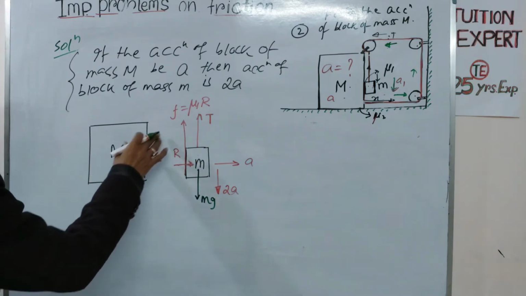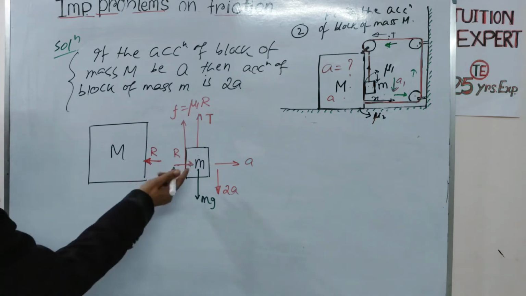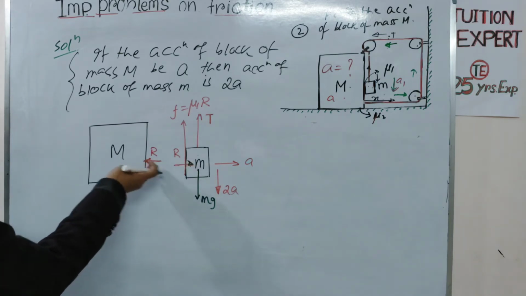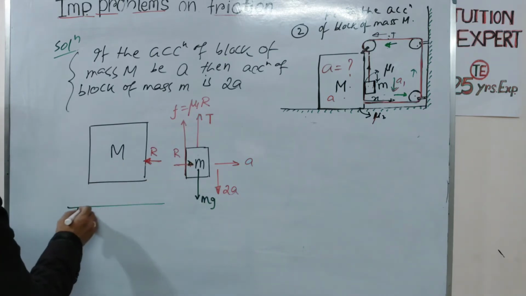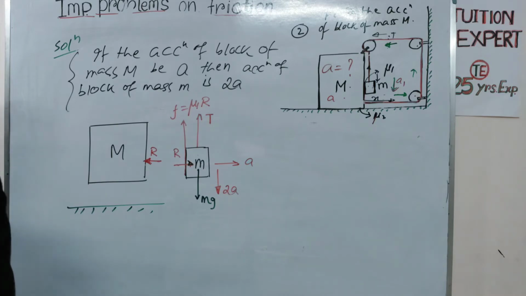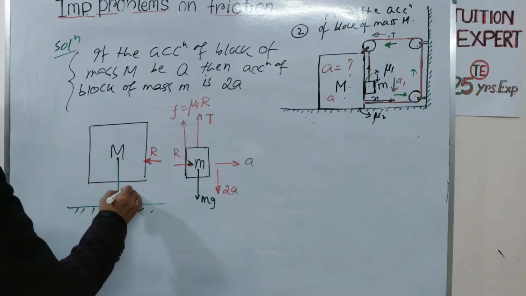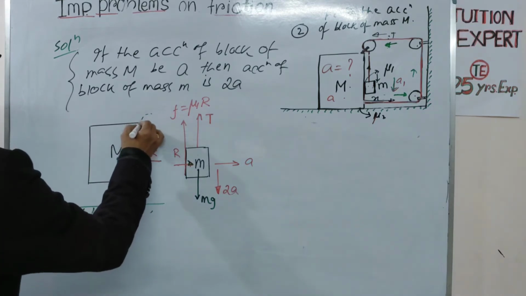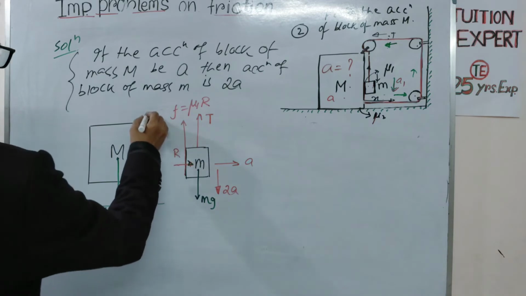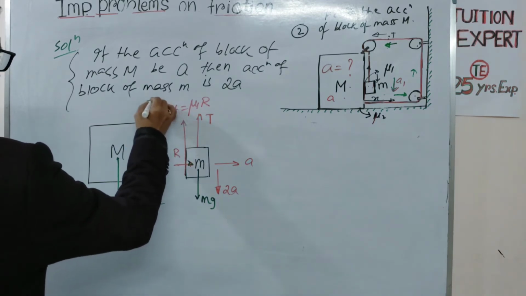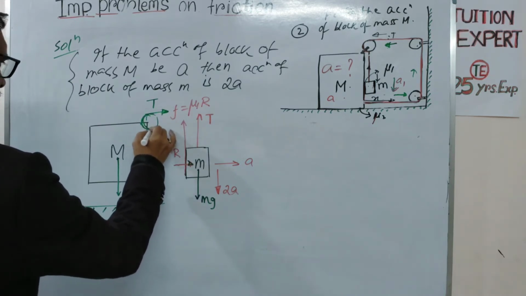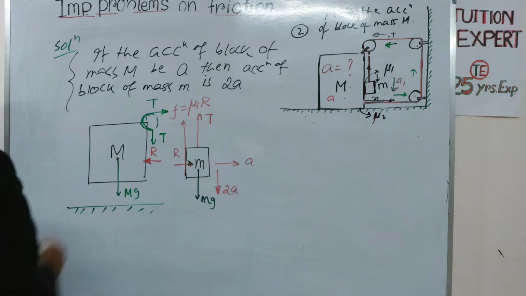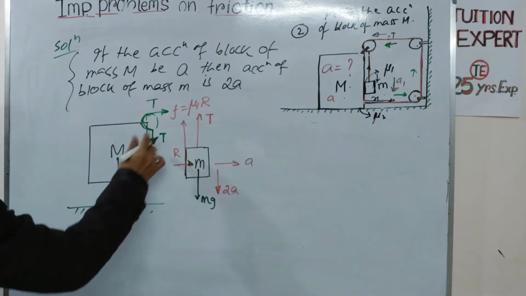Now consider what forces act on the block of mass M. This is action, this is reaction. Next, this is the ground, the block is present on the ground also. So the weight of the block acts, capital Mg. Here a pulley is given, and through the pulley the tension T acts in this direction on the pulley, and also this tension acts in this direction.